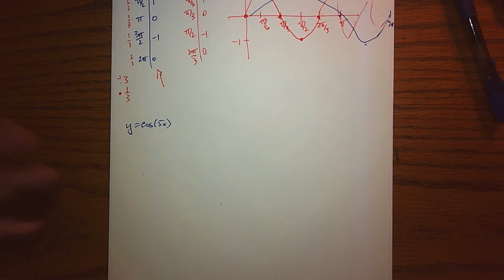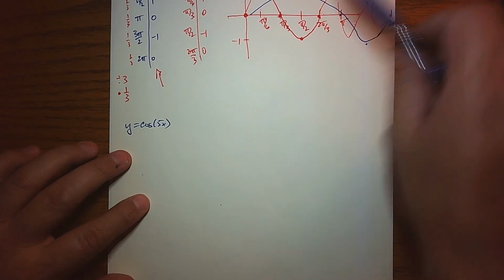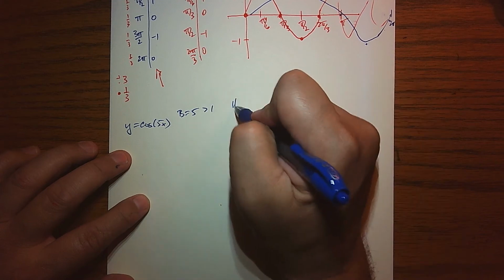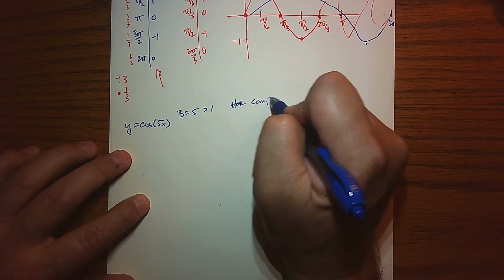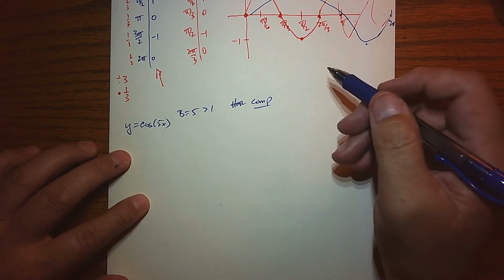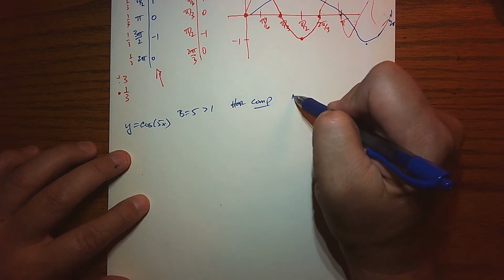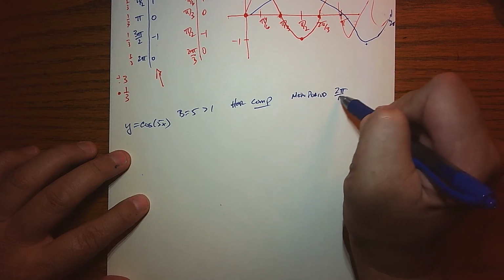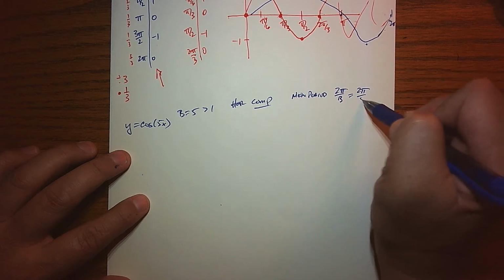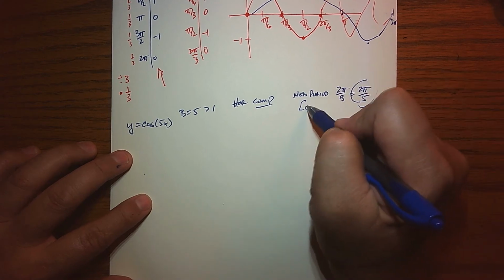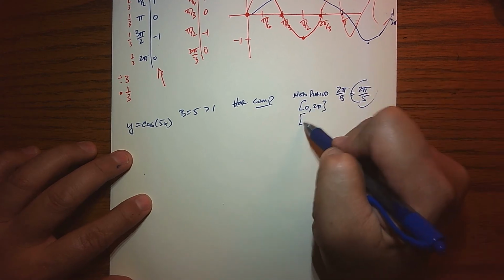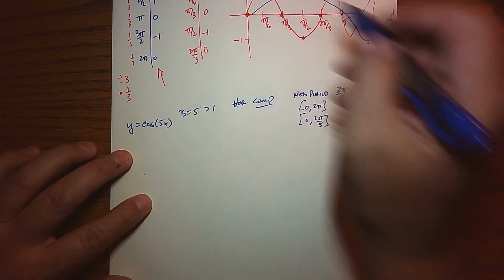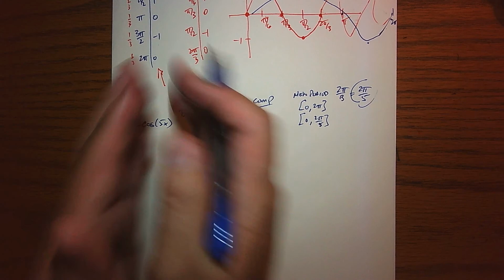So what about cosine of 5x? Well, here b is equal to 5, so it's greater than 1. So we're expecting a horizontal compression again. And so with this horizontal compression, our new period is 2 pi over b, and so this is 2 pi over 5. So what used to happen from 0 to 2 pi is happening from 0 to 2 pi over 5. So it's even shorter than the one we just did. So it's really being packed in.